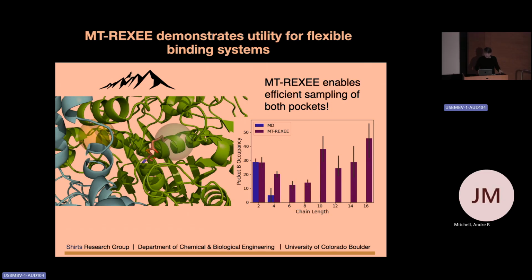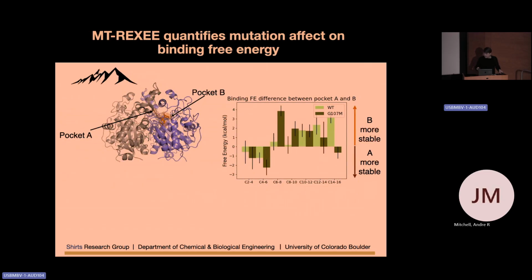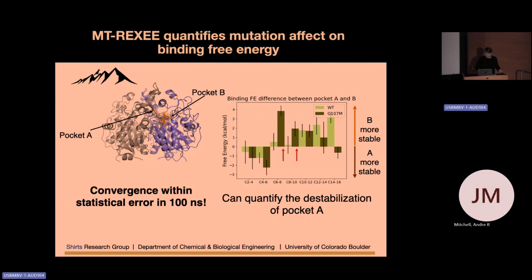And you can converge the free energy difference and look at, hey, if I make a mutation, how do I change the sensitivity to the binding free energy as you go through? So we can see how the different mutations are affecting the binding free energy, how when we make this mutation, we destabilize B and shift it more towards A. And it's converged within statistical error in 100 nanoseconds for each of the replicas, where with MD, 100 nanoseconds would never get it to visit between.